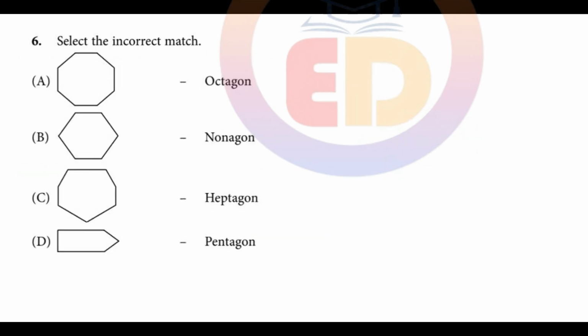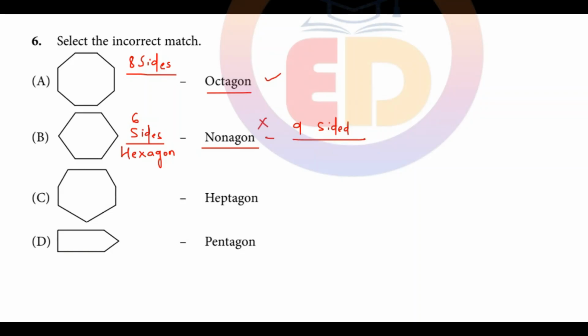In this question we have to find out the incorrect match. First option, we can see that there are 8 sides, and an 8-sided polygon is called an octagon. This is correct. Second option B, we see that there are 6 sides. A 6-sided polygon is called a hexagon. However, in the option they have written nonagon. Nonagon is a 9-sided polygon. So this option is incorrect.